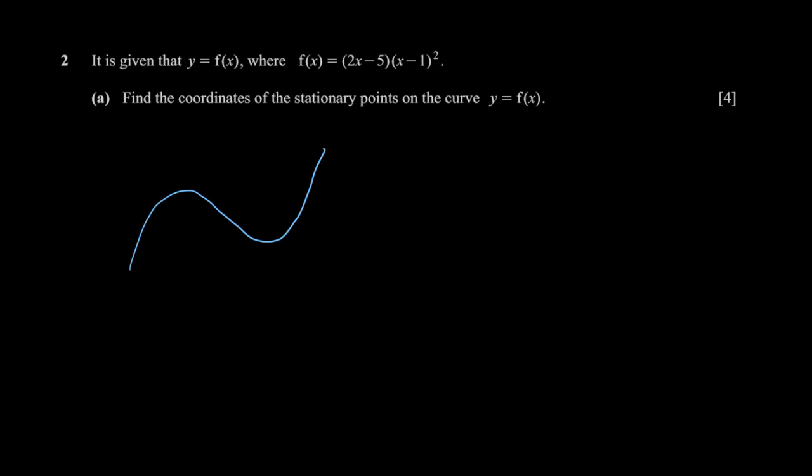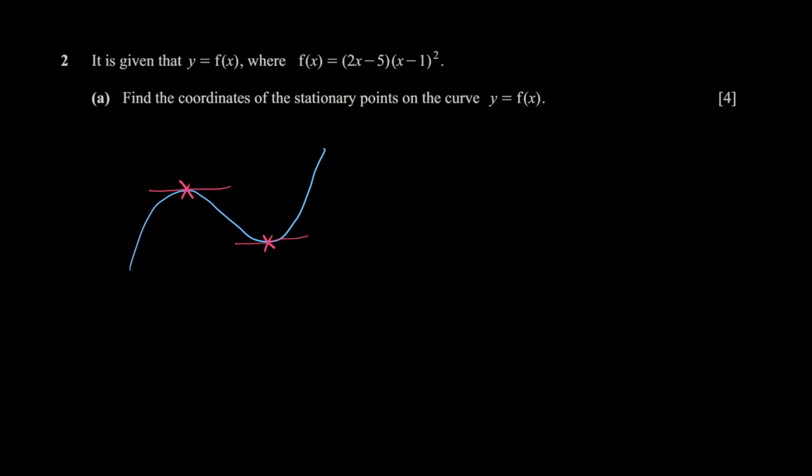So let's say I've got a curve that looks something like that. The maximum and the minimum points will be like here, that's a local maximum, and that's here a local minimum. And what's the gradient there? Well, the gradient is going to be a horizontal line. The gradient is 0.